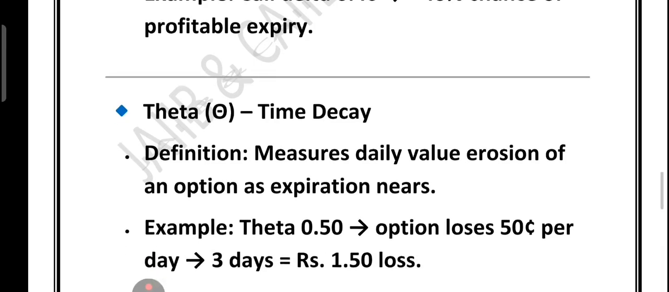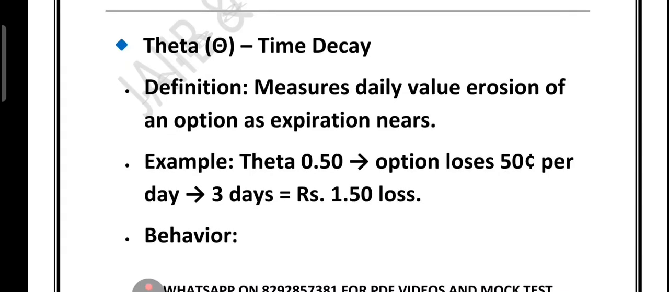There is something called theta. Theta is called time decay. Theta measures how much value an option loses each day as it gets closer to expiry. For example, say theta 0.50. It means the option loses 50 paisa per day. So in 3 days it will lose 1.50 rupees.